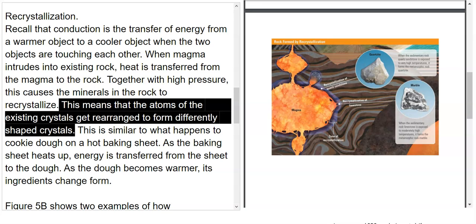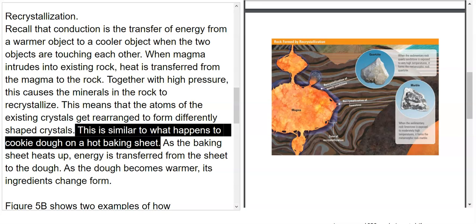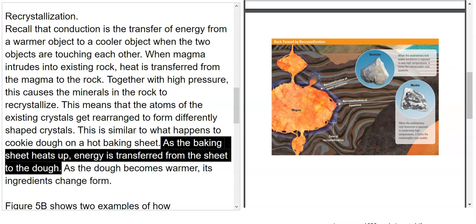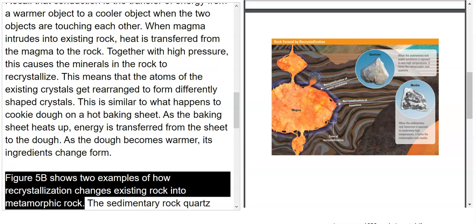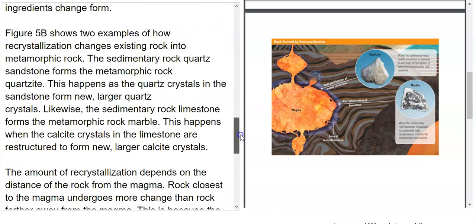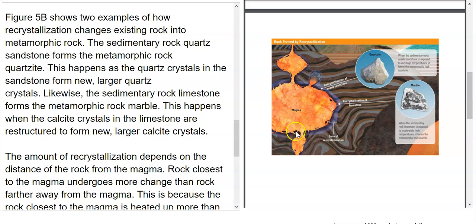This means that the atoms of the existing crystals get rearranged to form differently shaped crystals. This is similar to what happens to cookie dough on a hot baking sheet. As the baking sheet heats up, energy is transferred from the sheet to the dough. As the dough becomes warmer, its ingredients change form. Figure 5b shows two examples of how recrystallization changes existing rock into metamorphic rock. So you notice how this magma is super hot and it's heating this rock around it. Notice the bands.